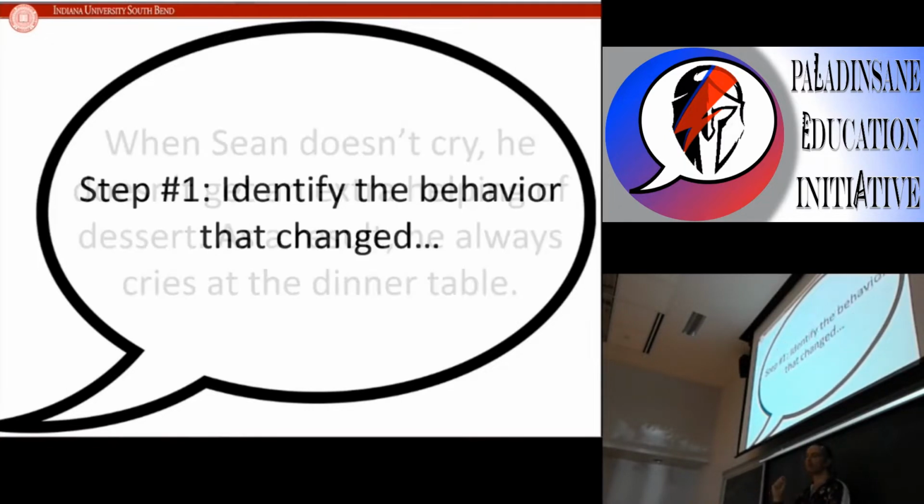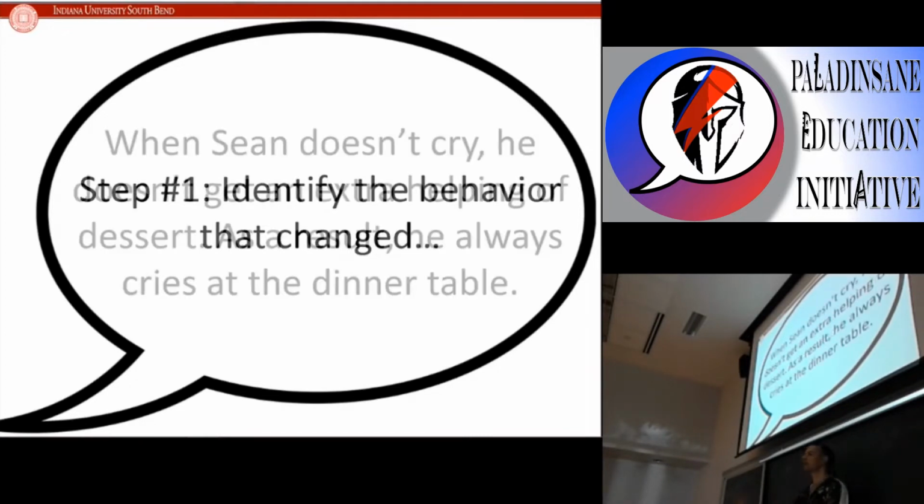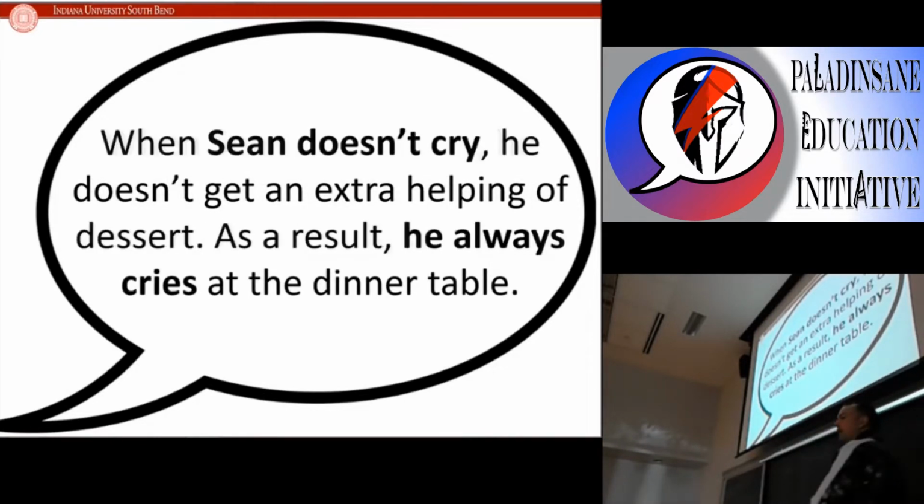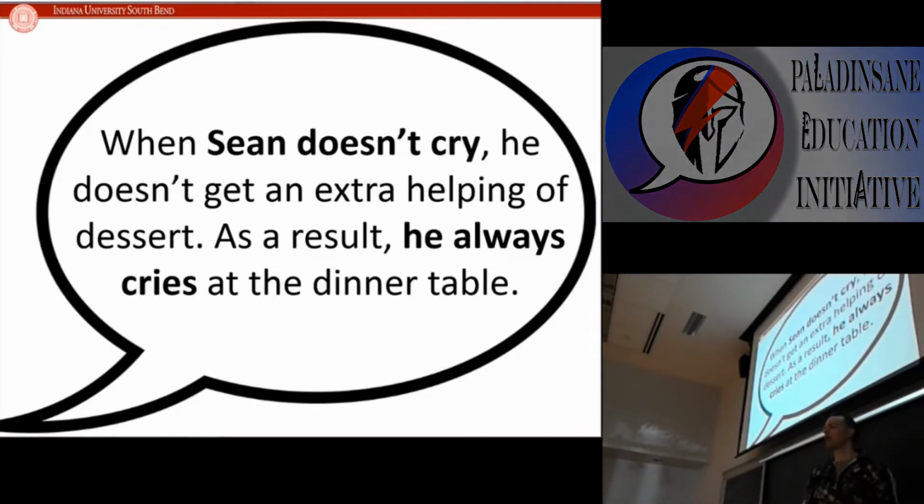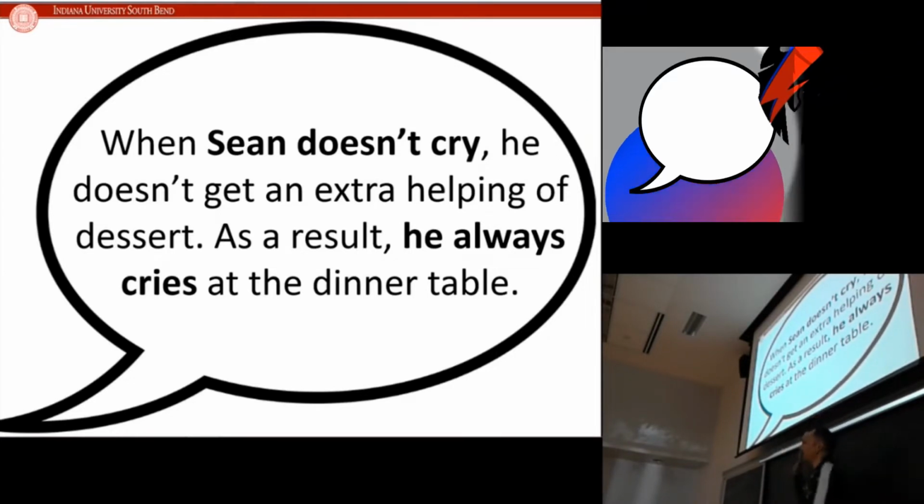And the answer to that is only one of those will be mentioned as changing. Only one of those will be mentioned as either increasing or decreasing. And that's what you're looking for. So that's step one. In this one here, we have crying as a behavior, because it mentions that when Sean doesn't cry, he doesn't get an extra helping of dessert. As a result, now he's changed. He always cries. So Sean has gone from not crying to always crying. And that's the only description of behavior that has changed in this question here.